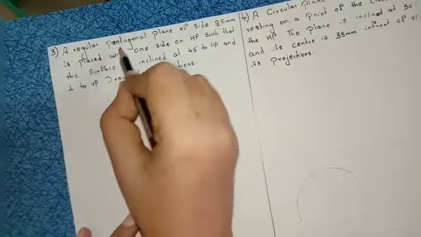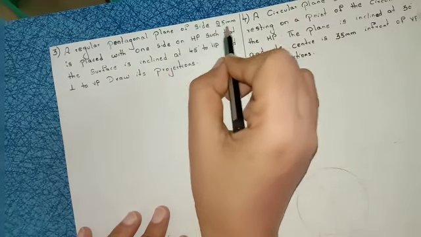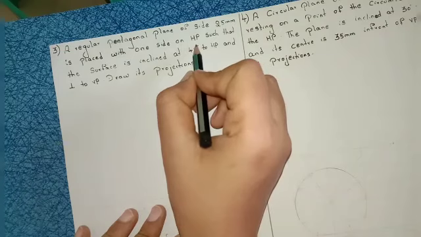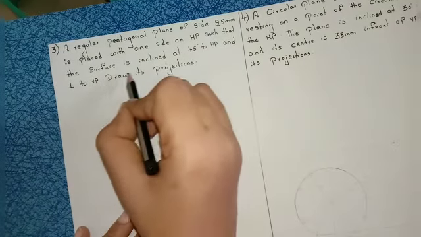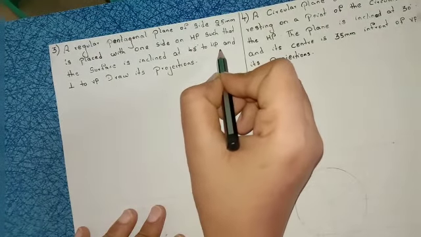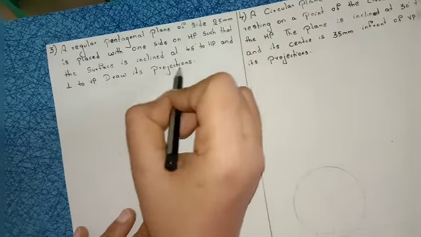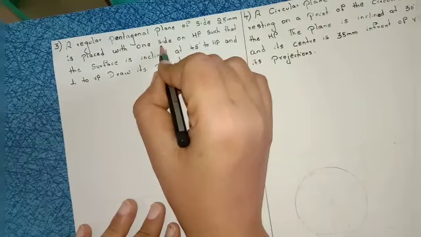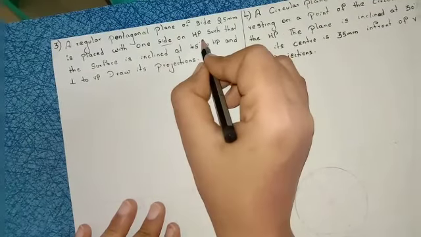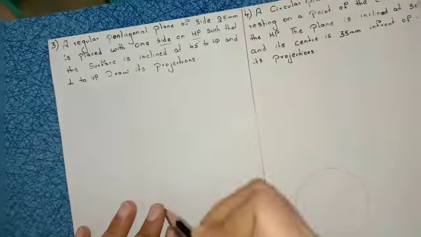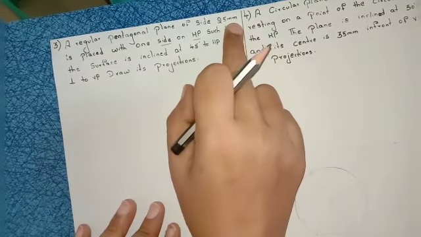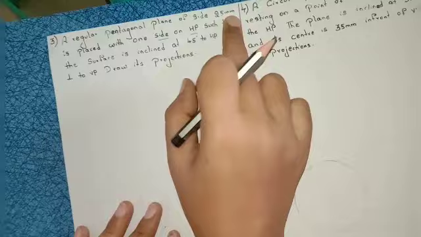A regular pentagonal plane of side 25 mm is placed with one side on HP such that the surface is inclined at 45 degrees to HP and perpendicular to VP. Draw its projections. So what is the condition here? Side, where we have to start on HP. What we have to construct? Pentagon. Length of the pentagon is how much? 25.